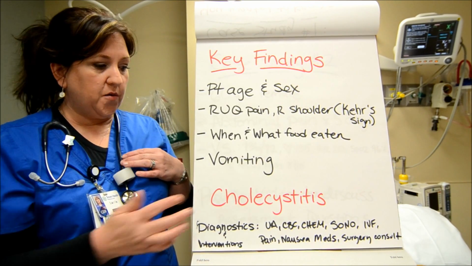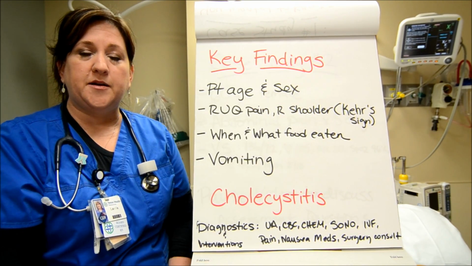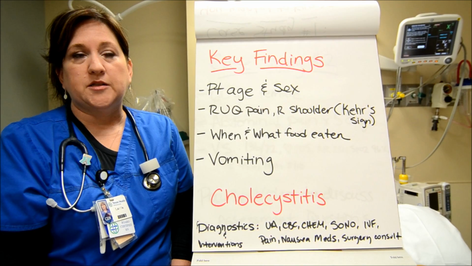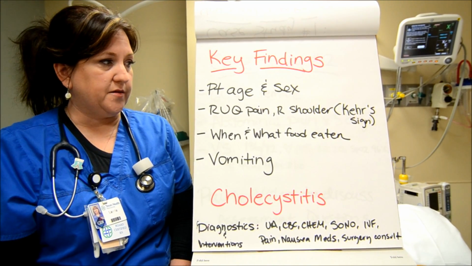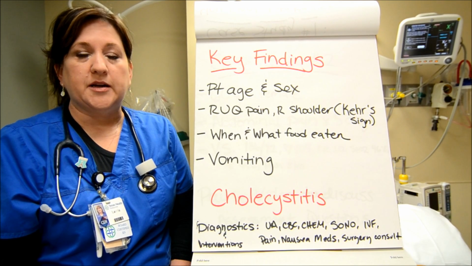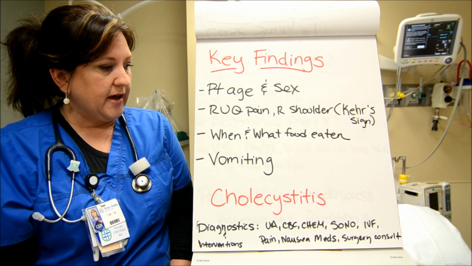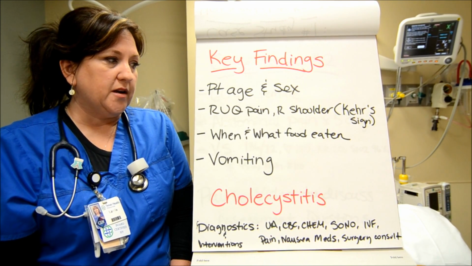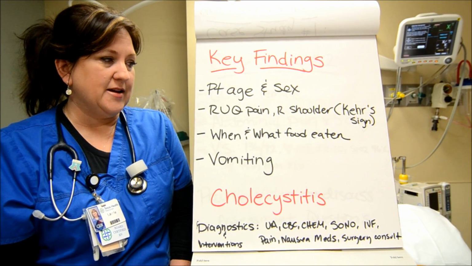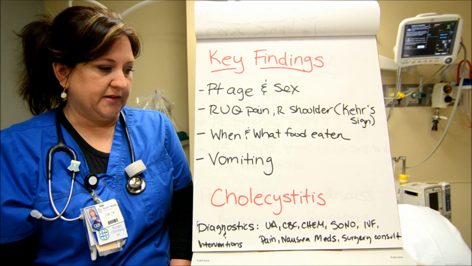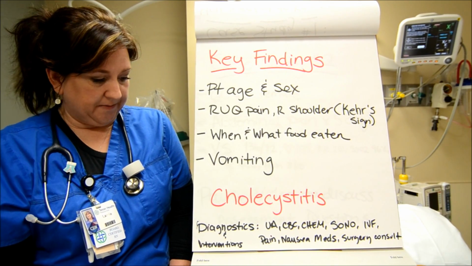Doesn't necessarily always happen with all gallbladder type pains, but it can be associated with any sort of abdominal pain that irritates near that nerve. You'll see it also with the blood in the peritoneum as well. And also what's important is when and what food she ate. She last ate a fatty meal just a couple hours before her symptoms started. That's classic for cholecystitis. And the fact that she was vomiting.